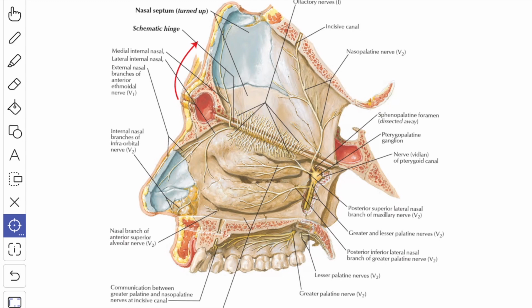The vasomotor supply is derived from the sympathetic system. The preganglionic fibers arise from the lateral horn cells of the upper 3 or 4 thoracic segments of the spinal cord, and the postganglionic fibers are derived from the superior cervical sympathetic ganglion.